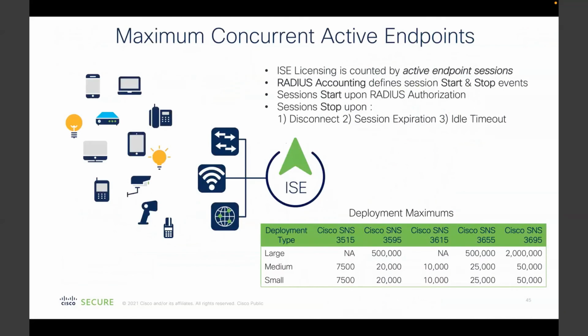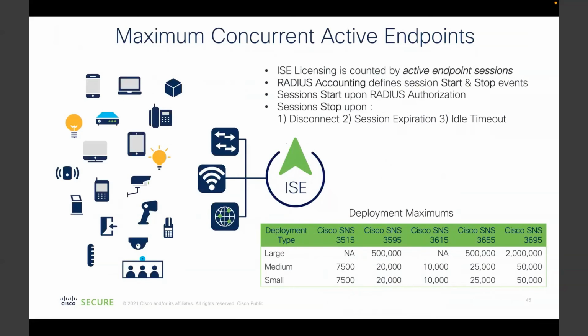So I keep talking about this idea of concurrent active endpoints. The reason why I do that is because that is how ISE is licensed. And the reason why it's licensed that way is because ISE is a RADIUS server. And the way that RADIUS works is it does AAA, authentication, authorization, and accounting.